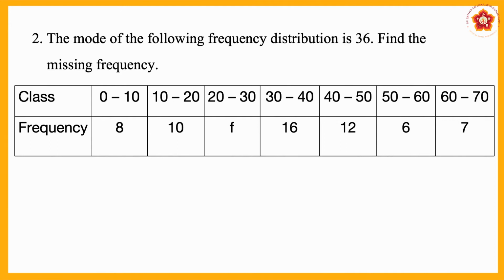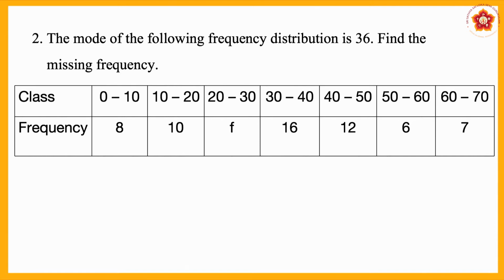Now, let us go to the second problem. The mode of the following frequency distribution is 36. Find the missing frequency. Here the classes are 0 to 10, 10 to 20, 20 to 30, 30 to 40, 40 to 50, 50 to 60 and 60 to 70. The frequencies given are 8, 10, F, 16, 12, 6, 7. We have to find the value of the missing frequency F.